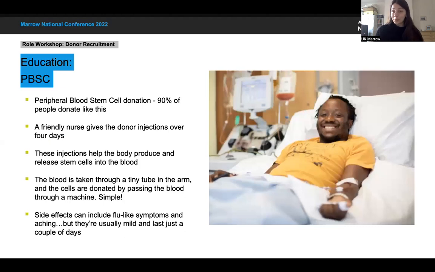So, like I said, there's two methods of donation. The first one is the most common one. It's peripheral blood stem cell donation, or PBSC, and 90% of people go on to donate like this. Usually I tend to say it's very similar to giving blood.